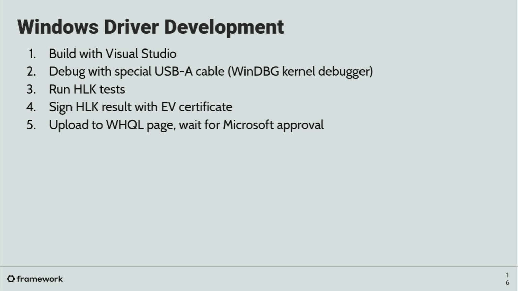If that's positive, you sign it with your expensive EV certificate. We had one already, but it didn't really work. And after a few weeks, we found out that we had to get a different RSA certificate, which cost another couple hundred US dollars. And then you upload that to the Windows Hardware Quality Lab page. It's kind of like the iOS upload page where you just wait for Microsoft approval. And luckily, they just approved it without comment. So that's good.